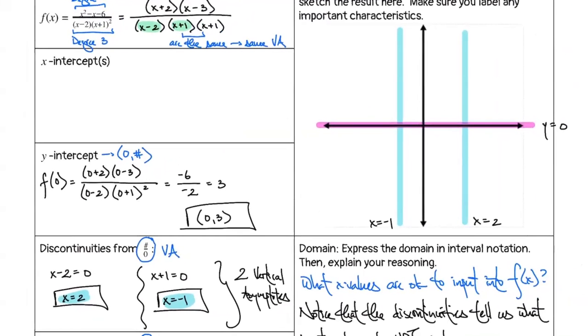And as soon as I have that point, I can go ahead and mark it on my graph, 0, 3.